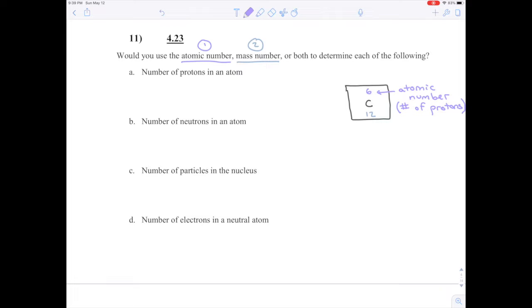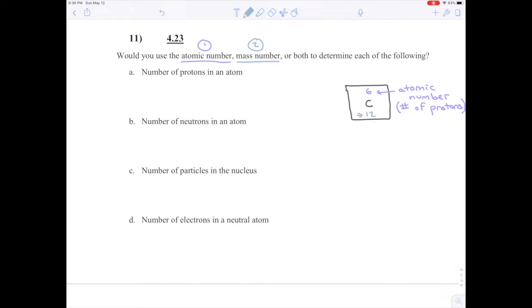So for example, anything that has 6 protons is carbon. Doesn't matter how many neutrons it has, doesn't matter how many electrons it has, nothing else matters. If there are 6 protons, it is a carbon atom. So the number of protons determines what type of atom something is. So it's the atomic number. And that's the number on the top of the box on the periodic table.